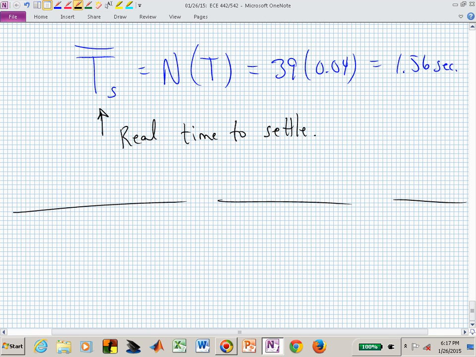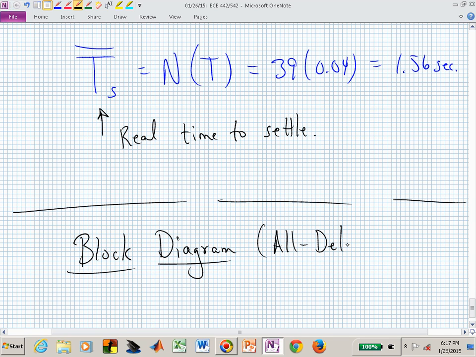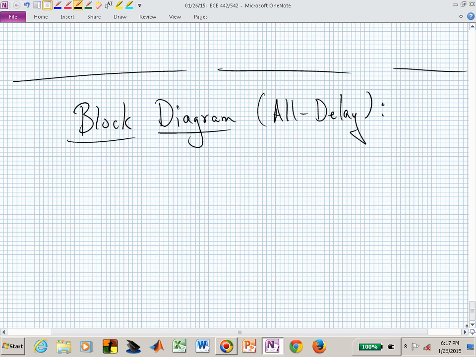Let's now move into our next topic, which is that of block diagrams. And since we are dealing with difference equations, let's just do all delay block diagrams. Suppose we have a system W of n plus 3W of n minus 1 plus 2W of n minus 2 is equal to R of n.